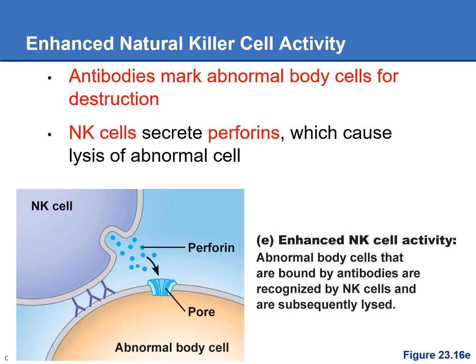And then also natural killer cells. One of the ways that they recognize abnormal body cells is that if it's coated with antibodies, they know that that cell is either infected or cancerous and they need to get rid of it. So they'll secrete those perforins, make a hole, pour the granzymes in, and tell the cell to do apoptosis.